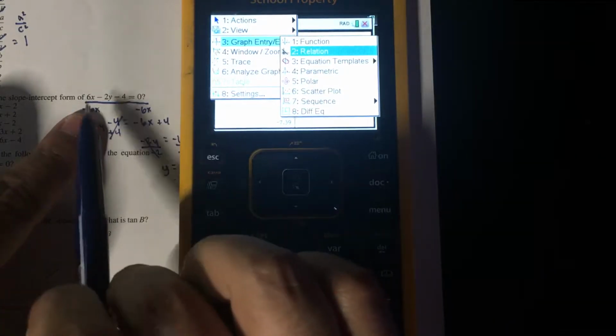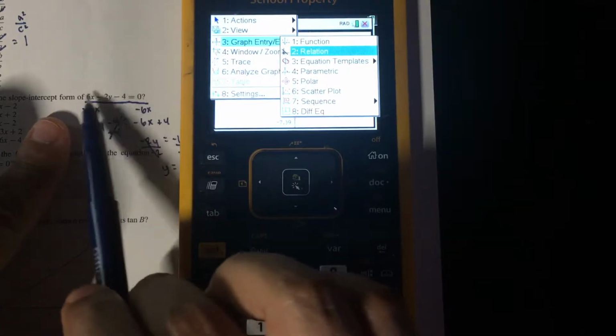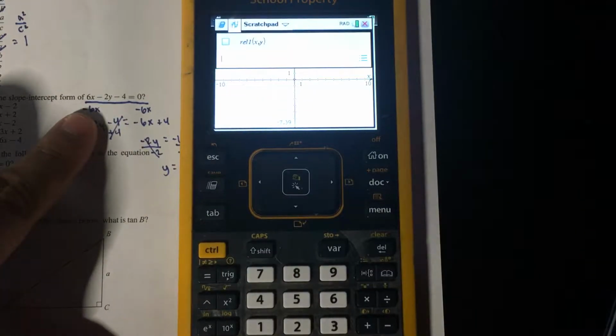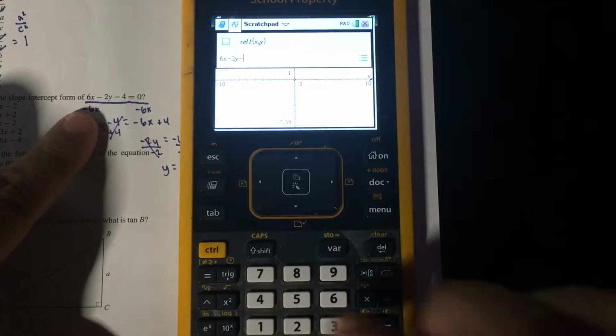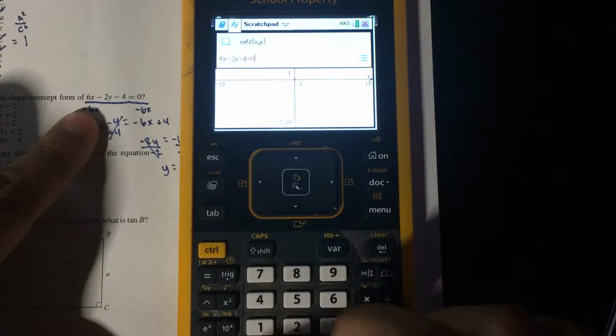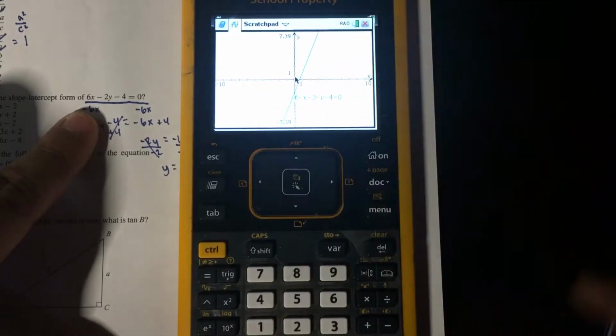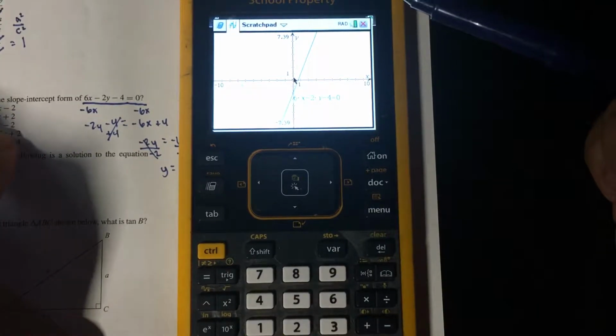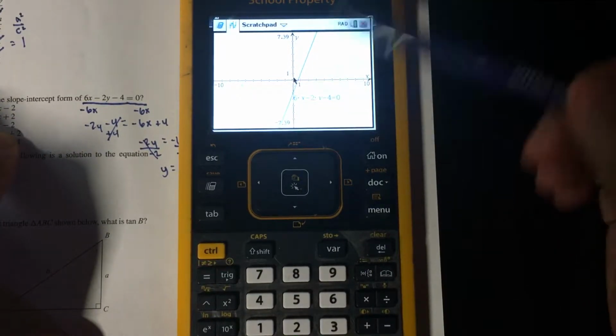When you see it in this form, where everything's on one side, this is a relation. You can go ahead and plug that in as a relation: 6x minus 2y minus 4 equals 0. You'll see the line comes up. And really what I'm looking for is the one that's directly over it.